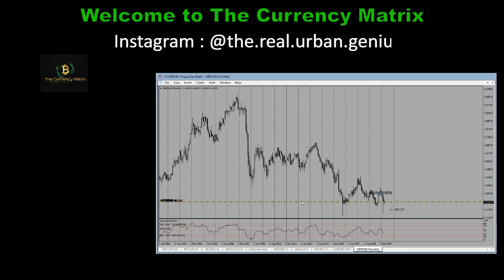So as you see here, we see the high, the all-time high rather, of pound USD, way up there at 2.1. Then we see the low. It was actually real recent. Back 5 years ago, we had the all-time low here at 1.12.